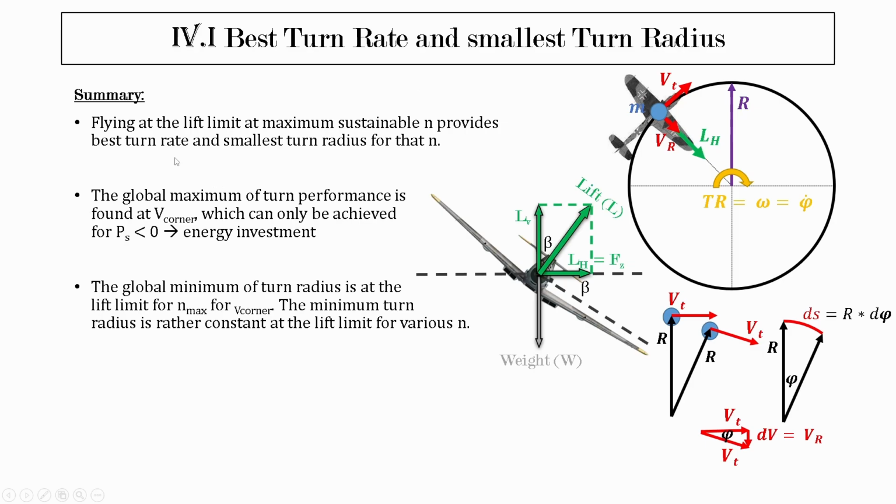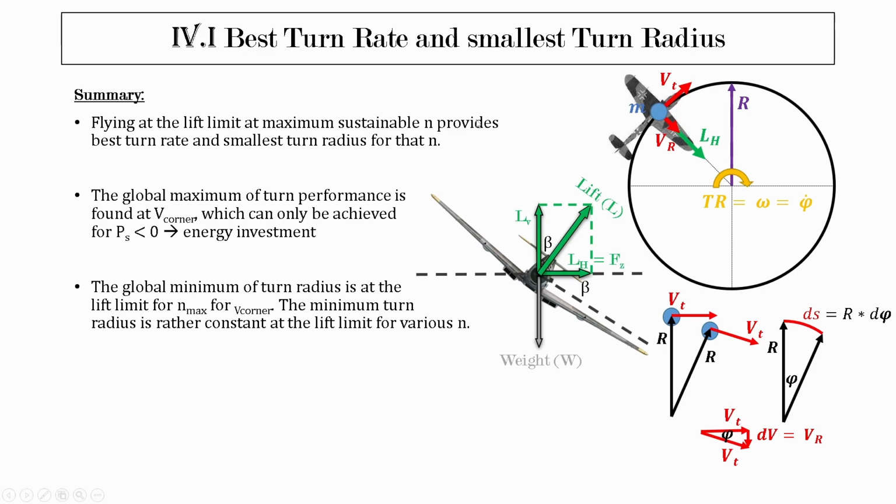Okay, now we are here. All right, so let's summarize this. What we've seen is that when we fly at the lift limit, at our maximum sustainable n, because of our assumptions, we want to be energy neutral, so we don't want to lose energy in the form of speed or altitude.